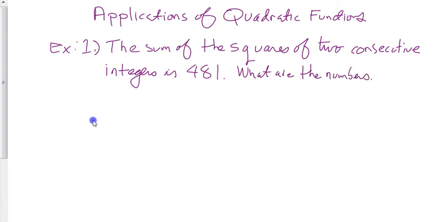Okay, so the sum of the squares of two consecutive integers, 481. What are the numbers? So how are we going to start this? Application. How are we going to start this?